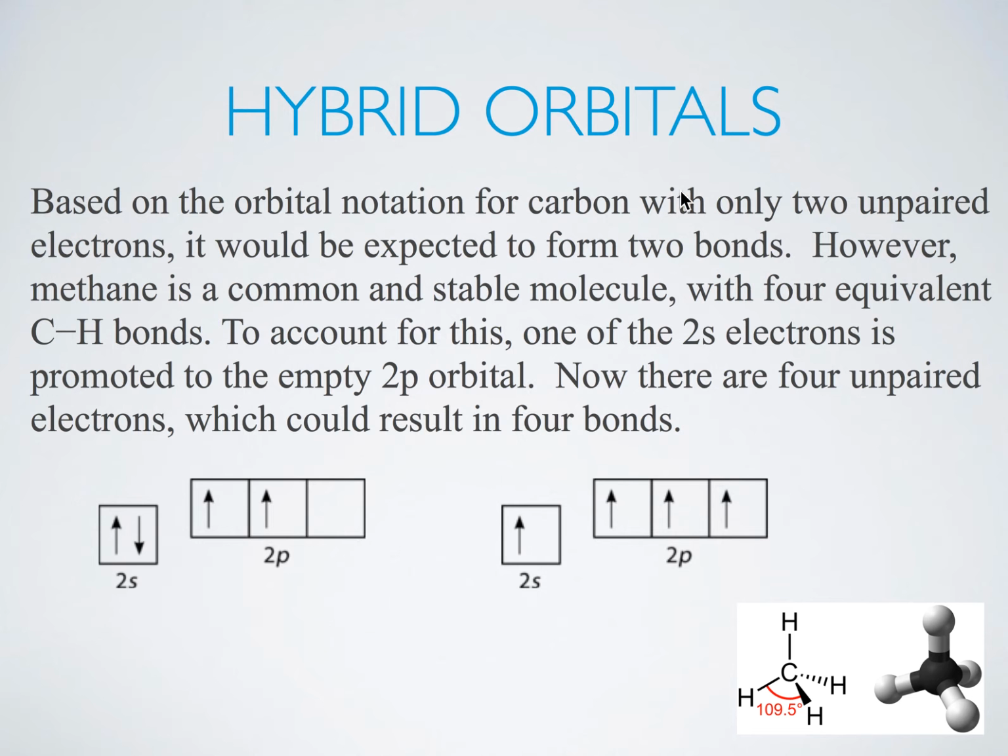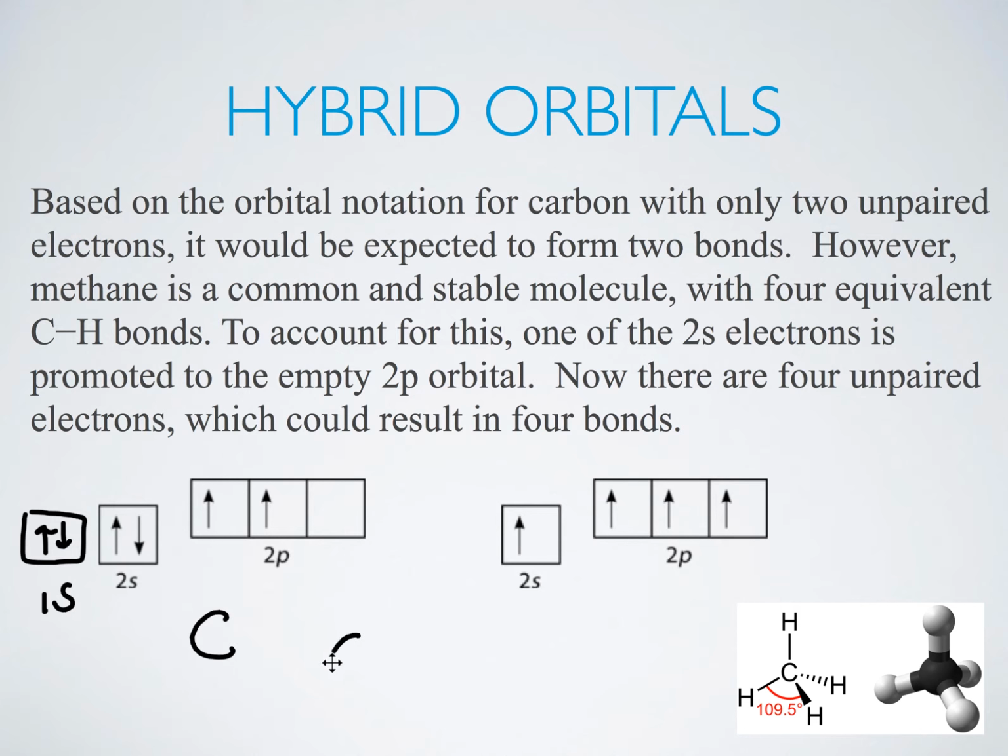All right, we're going to close things out here talking about hybrid orbitals. And this is going to be connected to what we talked about within quantum theory. So based on orbital notation for carbon, we would have 1s electrons going up and down, then 2s up and down, and then 2p x, y, and z spinning up in the x and the y orbitals. The z one remains empty. But based on this picture, it looks like carbon can only form 2 bonds because there's only 2 unpaired electrons here.